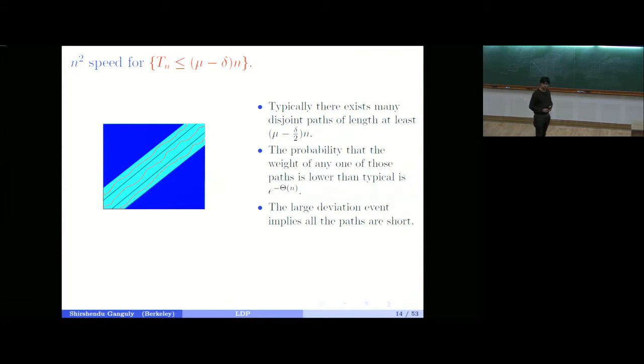Okay, so is the reasoning clear? There are many paths typically in the system that are very large. To attain the large deviation event, you want to force all of them to be short. All of these paths roughly lie in different parts of the space, so making one of them small does not affect the others. And so you have independent trials, each of them has exponentially small probability in n, so you take a product of them.